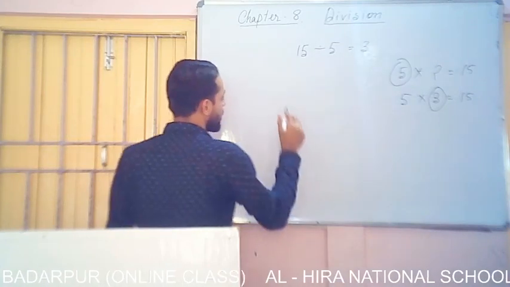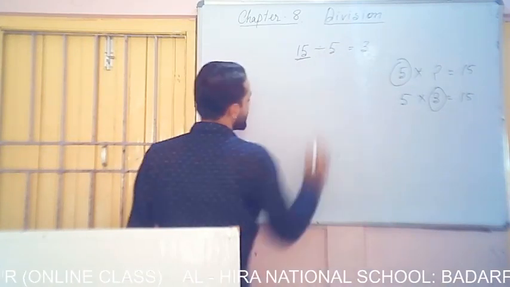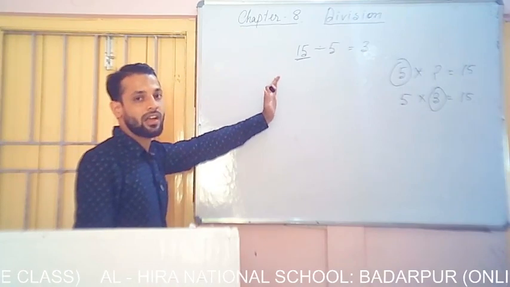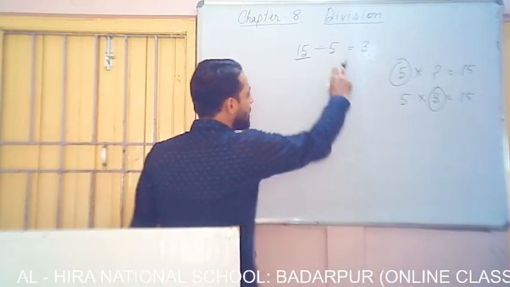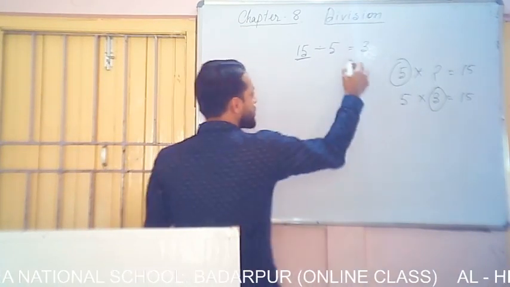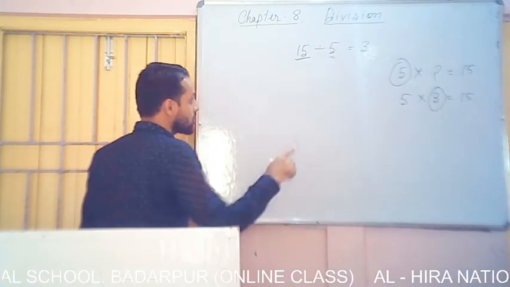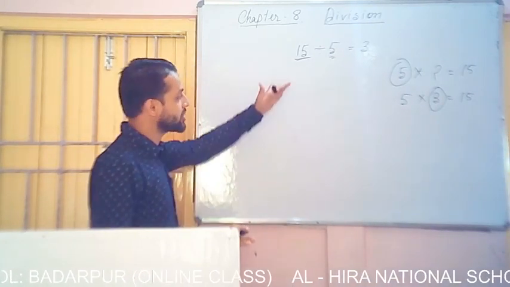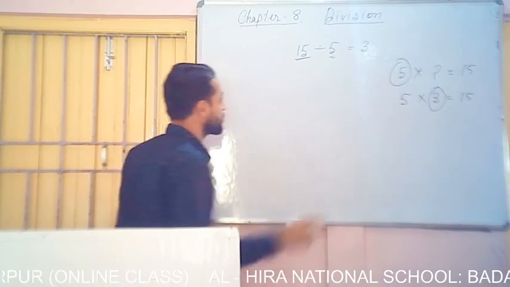Here we can see the number 15 is the dividend. And the number by which we have to divide is the divisor, so this number is the divisor. So division means repeated subtraction. So you have to subtract now.